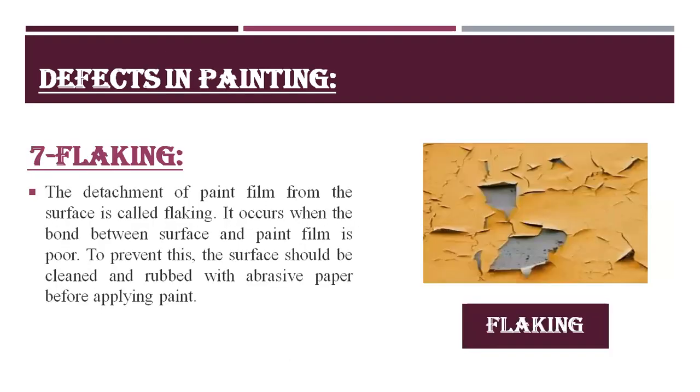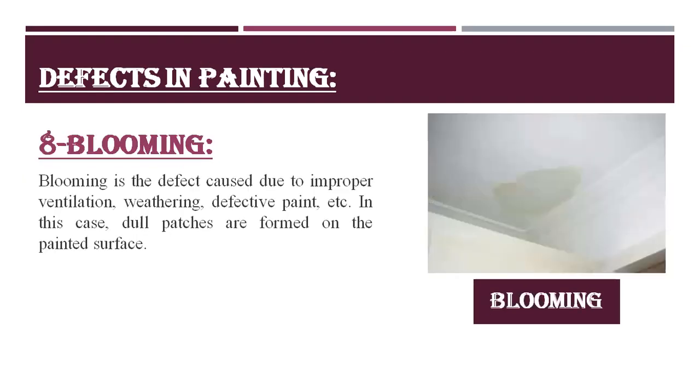Seventh defect is flaking. The detachment of paint film from the surface is called flaking. It occurs when the bond between surface and paint film is poor. To prevent this, the surface should be clean and rubbed with abrasive paper before applying paint. Eighth defect is blooming. Blooming is the defect caused due to improper ventilation, weathering, defective paint. In this case, dull patches are formed on the painted surface.